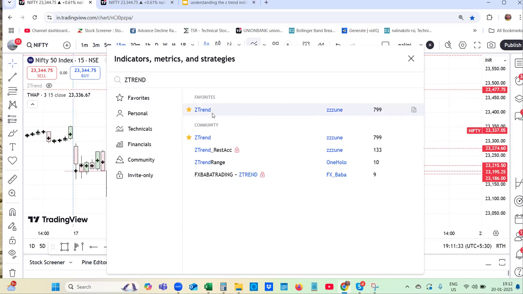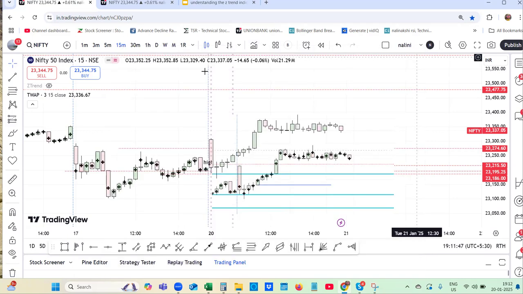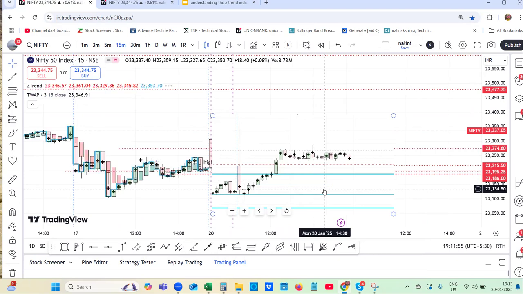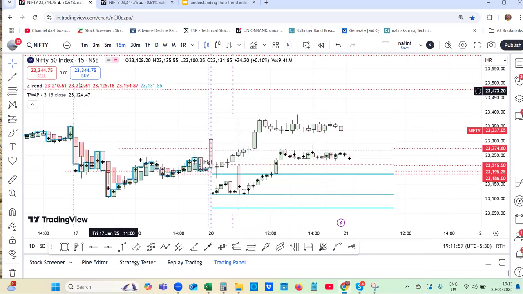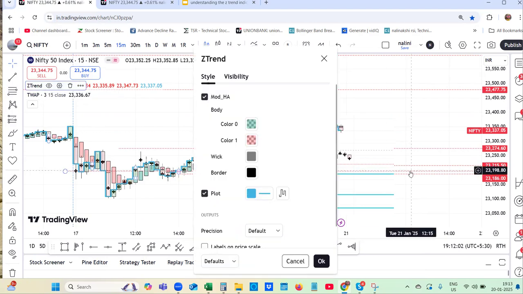You can see this carefully. This is the person who has coded it, ZZ Zune 799. You can make it a favorite and apply it on your chart. You cannot do much with it; there are no settings. What you can do is only go to the settings.